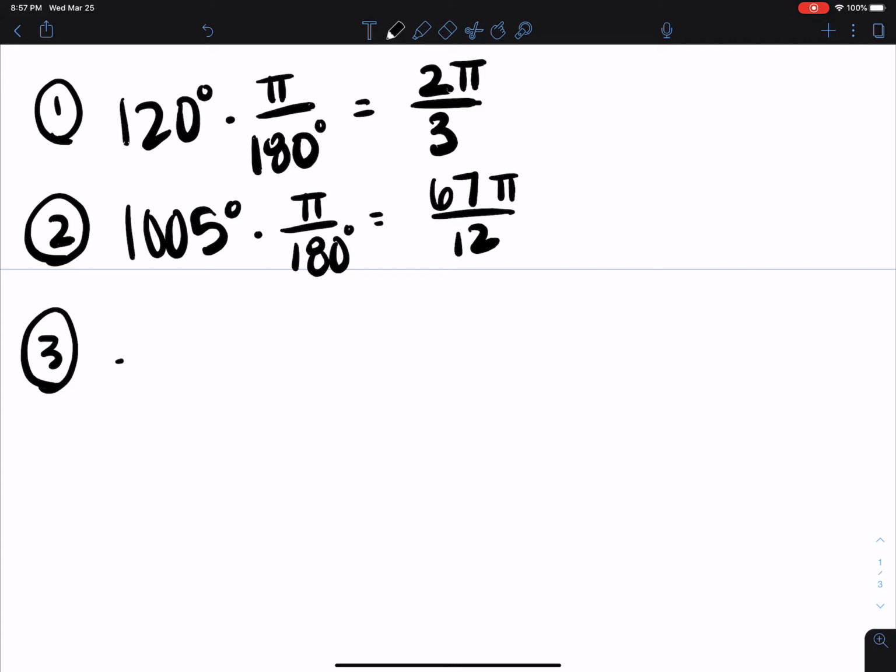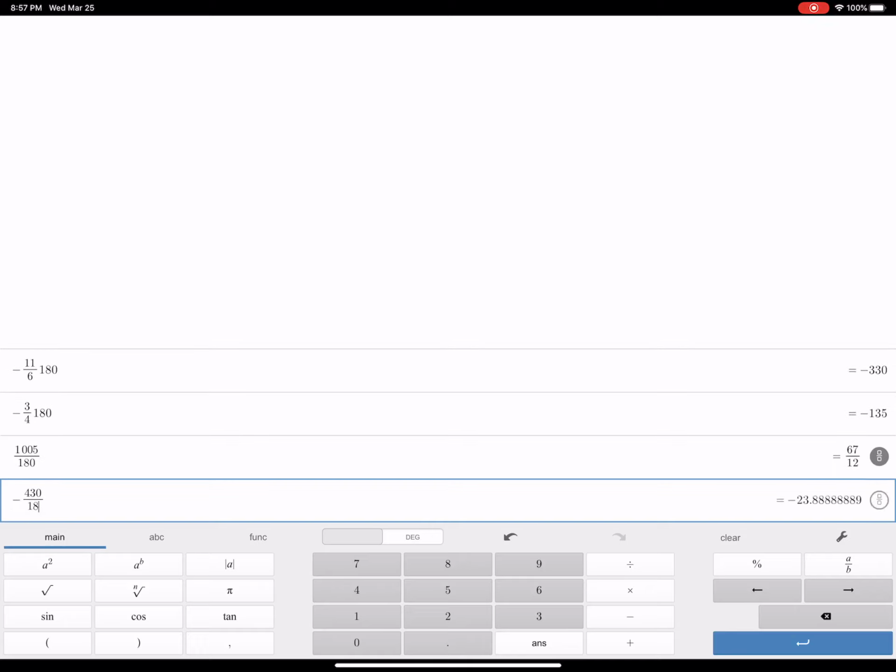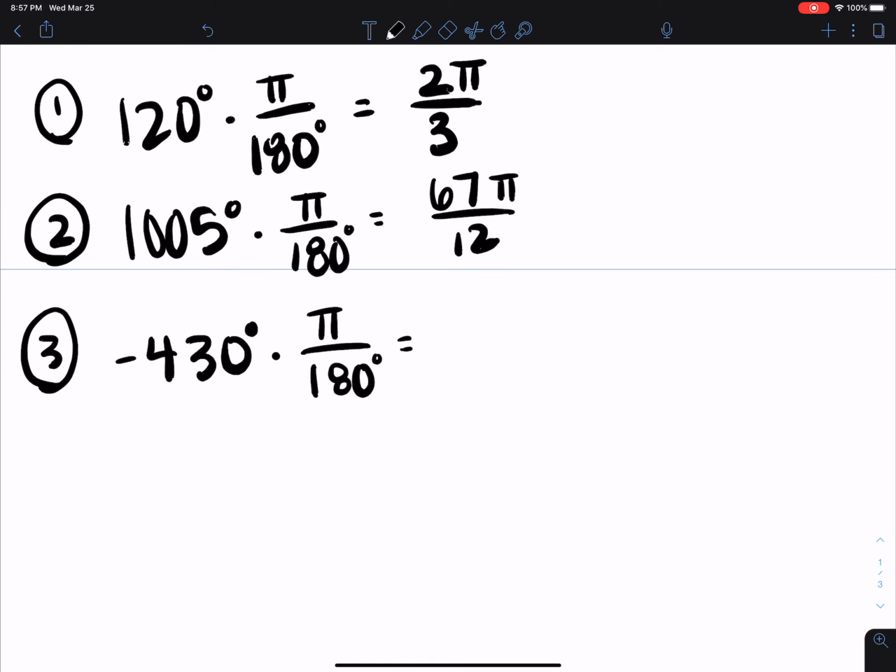And then our last example is -430 degrees. If you want to pause this and try this example, go for it. So what we do is we take pi divided by 180. I'm going to type that into my calculator. So we have -430 divided by 180, and we want that as a fraction. So we have -43/18. So our answer is -43 pi eighteenths.